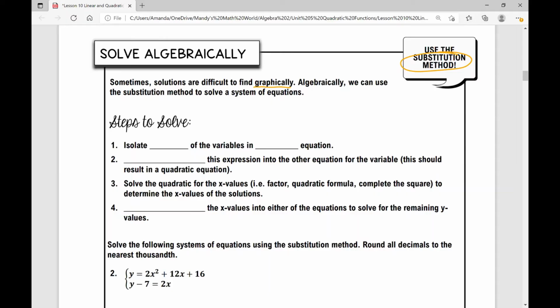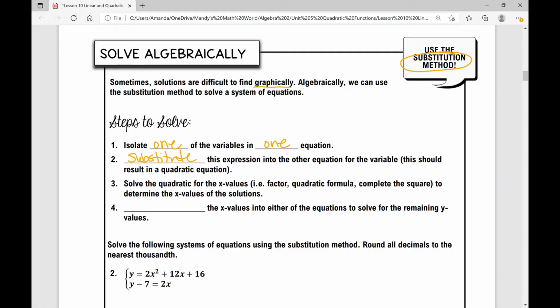The steps that you're going to use to solve, and I know it's kind of difficult to even picture whenever we're just going through the steps, but these are definitely what you can refer to as we work through a problem. The first thing you're going to do is isolate one of the variables in one equation. That means get y equals or x equals all by itself, right? And the second step is to substitute this expression into the other equation for the variable.